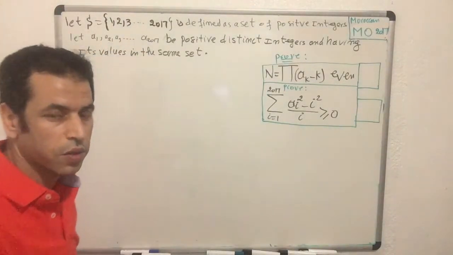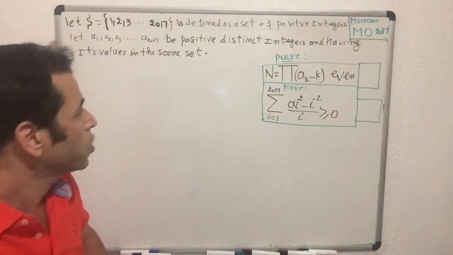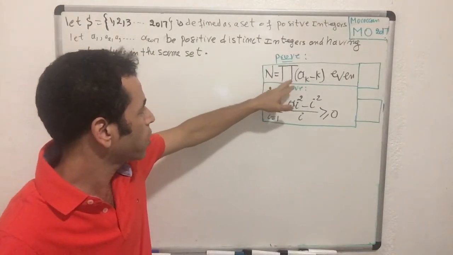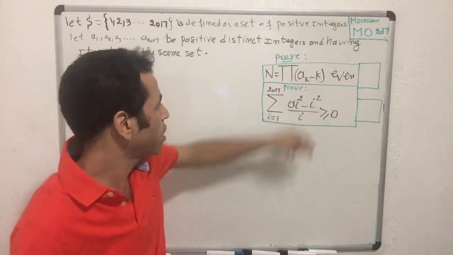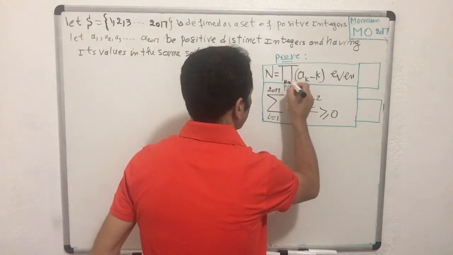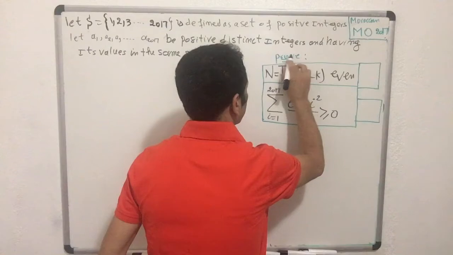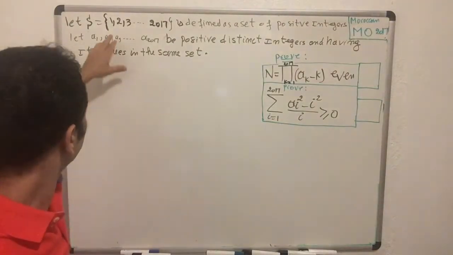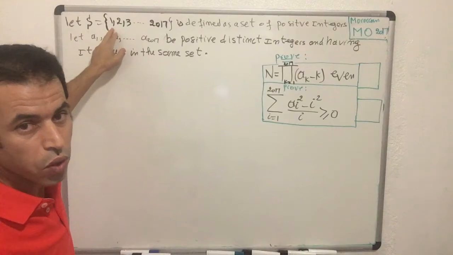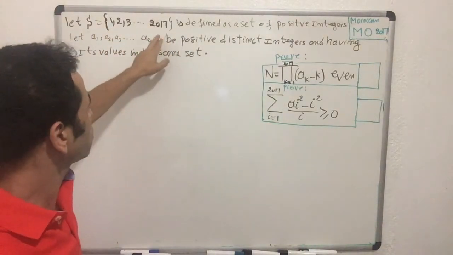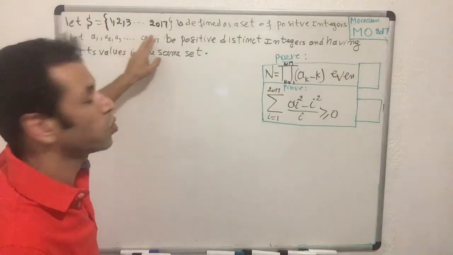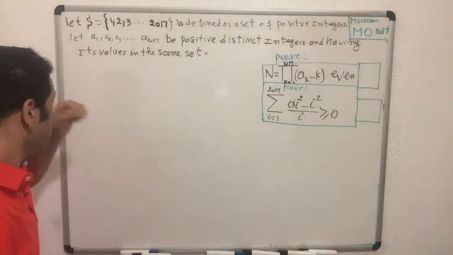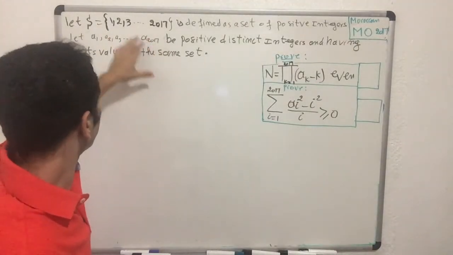Now let's start solving this problem, with the first question. I'm going to prove this number capital N, equal to the product of A sub k minus k, k from 1 to 2017, is an even number. In this question now, I cannot say A sub 1 equals 1 or A sub 2017 equals 2017, because we don't have any information about it. But all the numbers are in the same set.